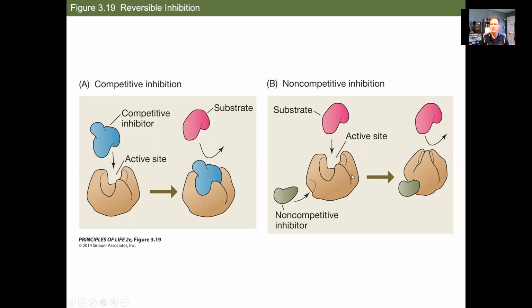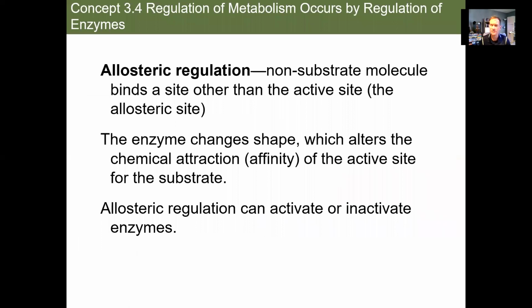We have an active site of the same enzyme that would work great for this substrate here and here. The how is what's different. With competitive inhibition, it goes straight from the outside. With non-competitive inhibition, we have another chemical that can somehow bind to the enzyme and cause the enzyme to change. We're going to call that allosteric regulation. You need to know what that means. Allosteric: steric meaning shape, allo meaning other. So it binds a site other than the active site. The enzyme will change shape, which alters the chemical attraction to the active site, blocking itself.